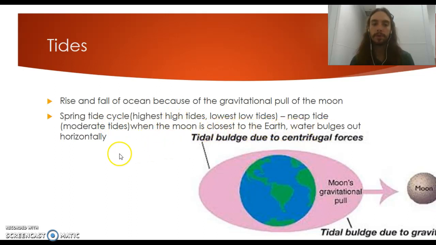The water's going to bulge out horizontally. So you can see right here, the moon is closest to the earth. The moon's going to pull with that gravitational force, and the oceans essentially are going to bulge out that way and they bulge out this way. And this is due to centrifugal forces. Remember how we said that the force of gravity goes along a perpendicular line, so that's just going to be that spinning force.